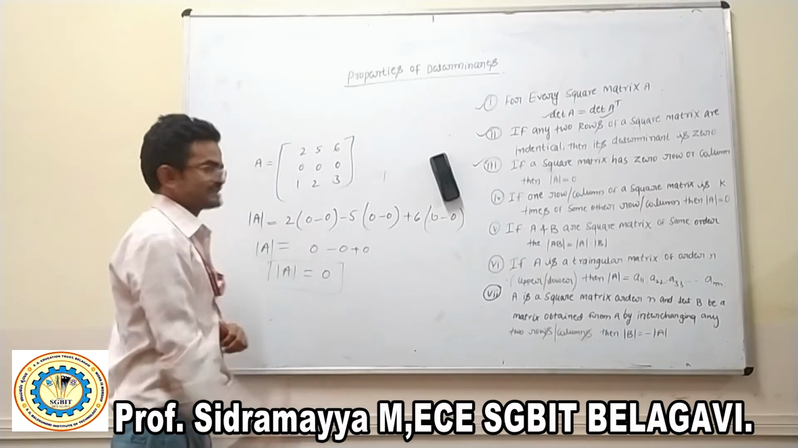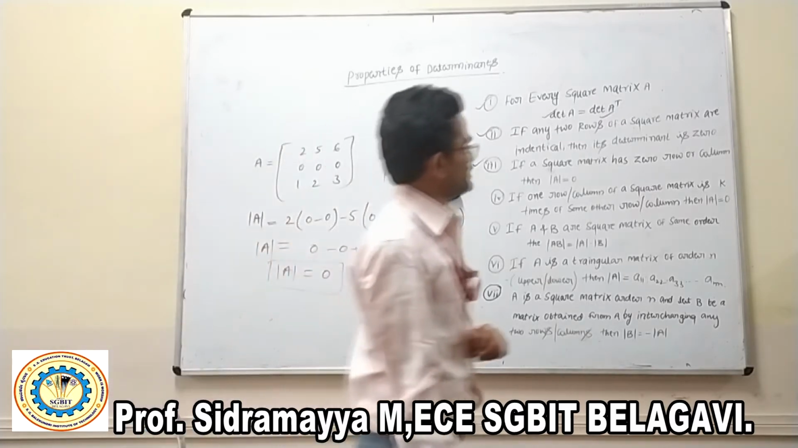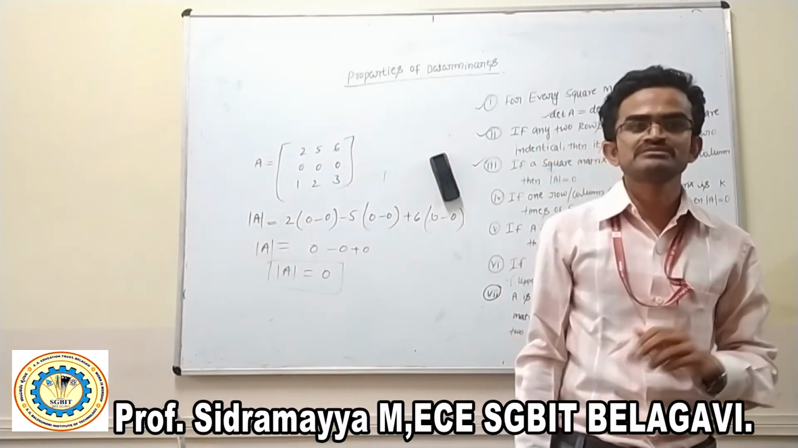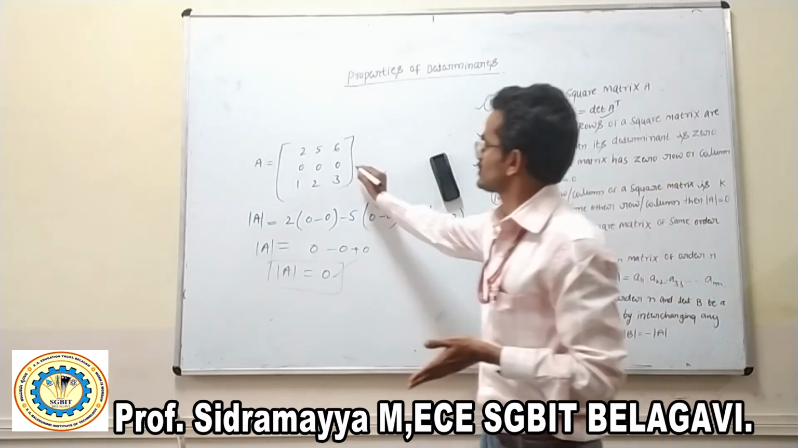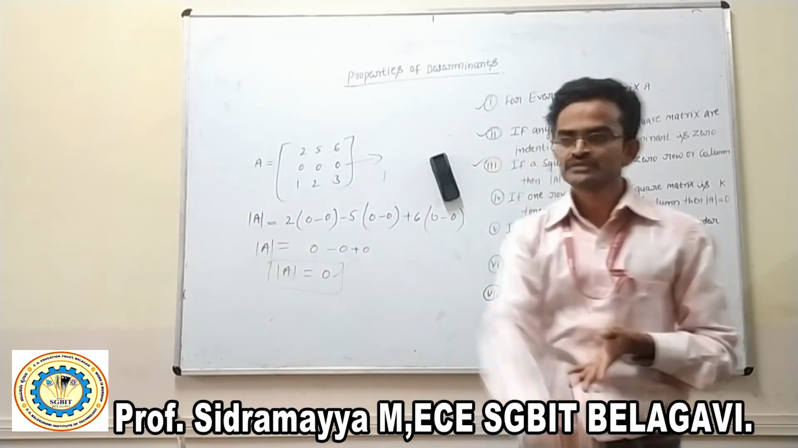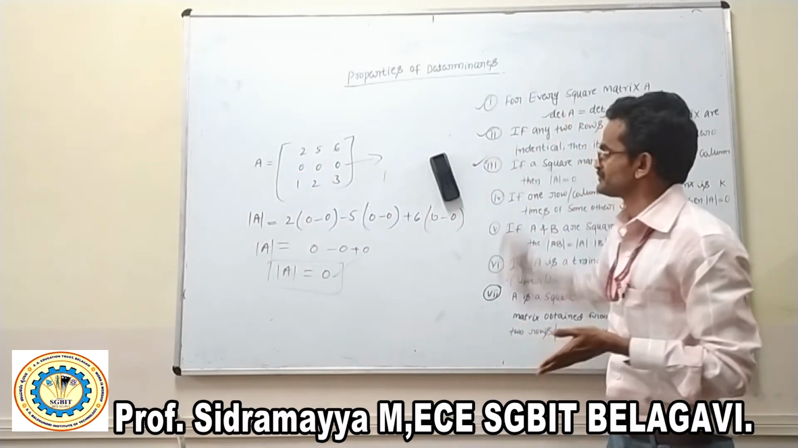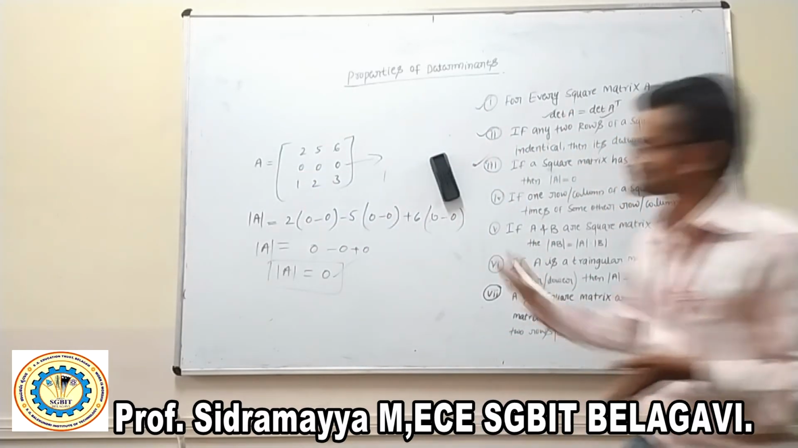So the property says that if a square matrix has a 0 row or a 0 column, then its determinant of A is equal to 0. So here you got a 0. Here the second row is completely 0. And the third property also holds good. Now we will go through the fourth one.